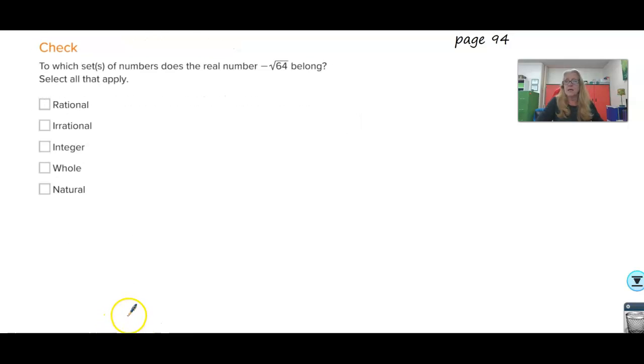Very popular. To which sets of numbers does the real number negative square root of 64 belong? Okay, well, square root of 64 is 8, so this is equal to negative 8, okay? Is it rational? You betcha. I can write it as a fraction. It's rational. Is it irrational? No, you can't be both. If you're rational, you're not irrational. If you're irrational, you're not rational. So it's one or the other on those. Is it an integer? Yes, it is. Integers are all the positive and negative whole numbers. -8 is a negative whole number. Is it a whole number? No, there are no negatives in whole number land. Is it a natural number? Did you learn to count to -8 when you were a little kid? You did not. So it's only an integer and a rational number.